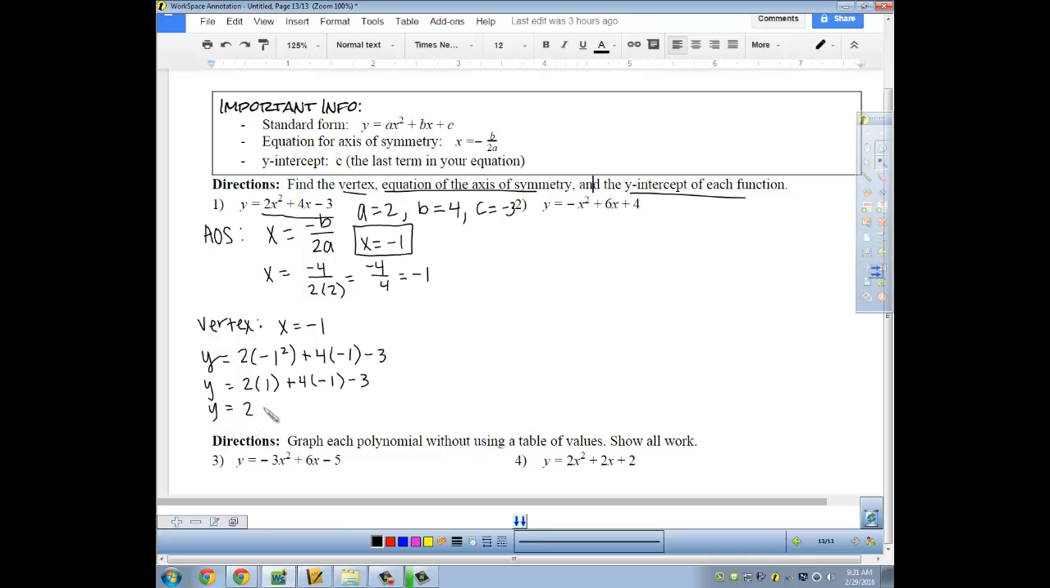2 times 1 is 2. 4 times negative 1 is negative 4. Bring down your minus 3. So we get y equals, 2 minus 4 is negative 2. Negative 2 minus 3 is negative 5. So my vertex, since x was negative 1, y was negative 5, it's at negative 1, negative 5.